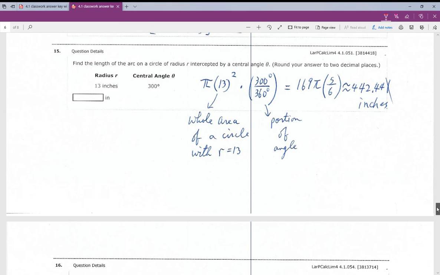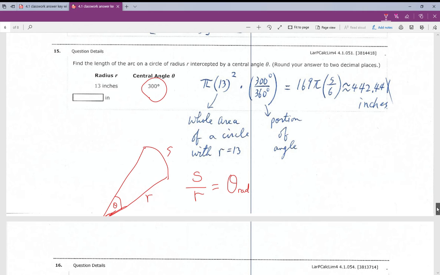Number 15. They ask you to find the length of the arc. Remember, we have the formula. The length of arc divided by the radius is the definition of the angle measured by radian. So this is just the definition. The measure of the arc divided by the radius is the angle in radian. So we simply use the formula. I show you another way to do it, but we may directly use it.